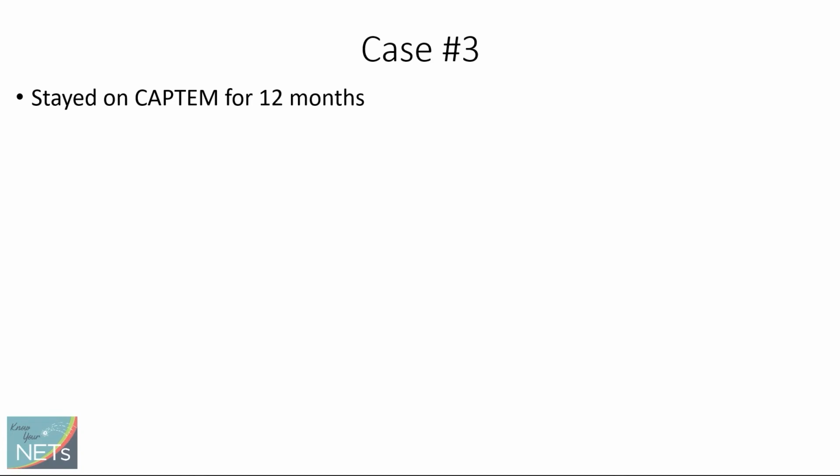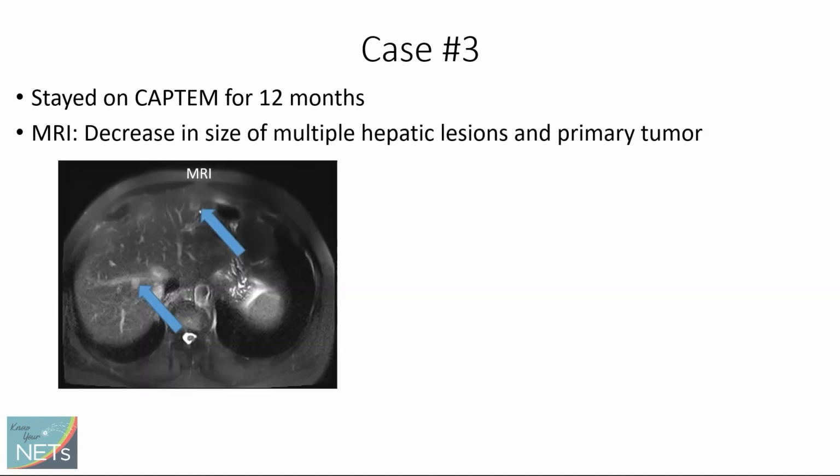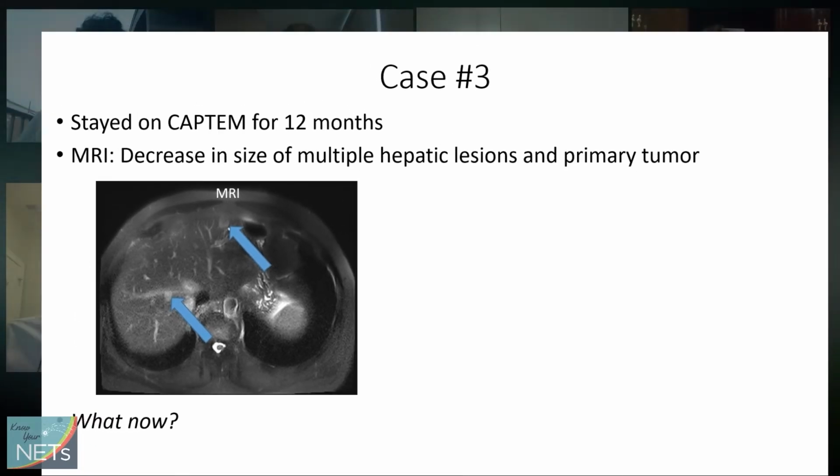So we continued for a total of 12 months, and lo and behold, the next MRI showed a significant decrease in size of multiple hepatic lesions and also of the primary tumor. I mean, you're looking at now just really less than 10 lesions that were left. So he had a really amazing response. Dr. Chen, what would you do in this case?